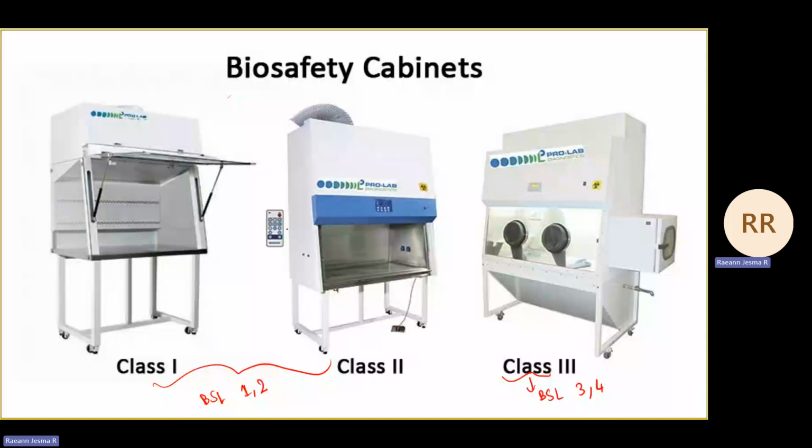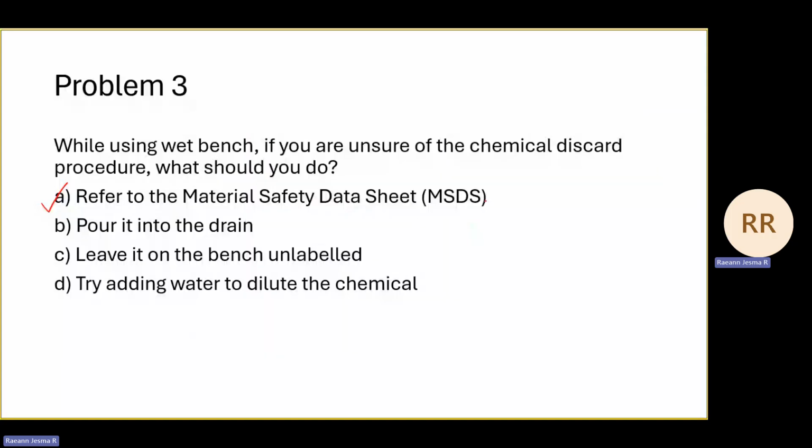And the fourth option is also wrong, because there is a general rule while handling acids that we should add acid to water, and we should not add water to the acid. Let's say you have a petri dish with acid, and you add a lot of water, then in some cases an exothermic reaction happens. So that is bad. That's why we add acid to water, not water to acid.